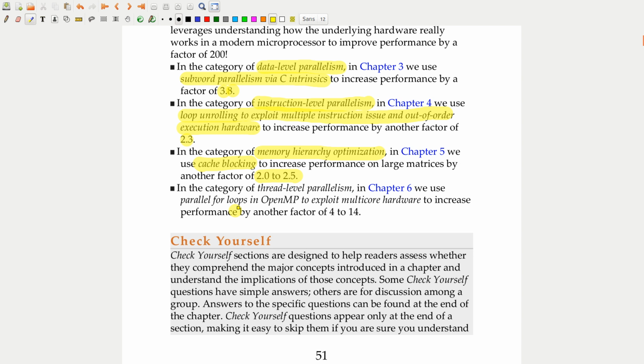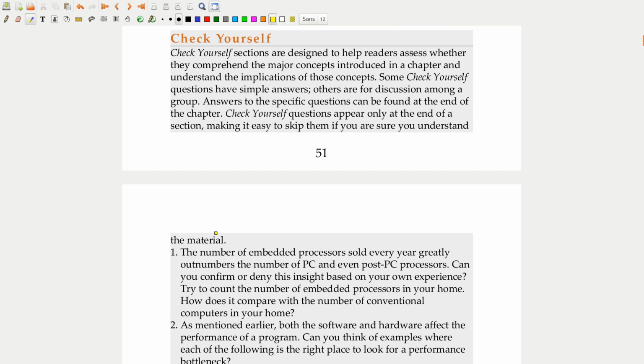And then finally, we're going to use thread level parallelism, or TLP. We can use parallel loops in OpenMP. So I would prefer CUDA. To exploit multi-core hardware to improve performance by another factor of 4 to 14. So we're getting this huge jump in performance here over time. So this is going to be really interesting to see because we're doing the same application for all of these.